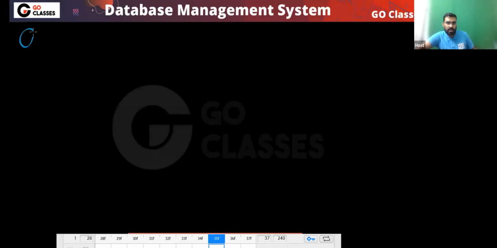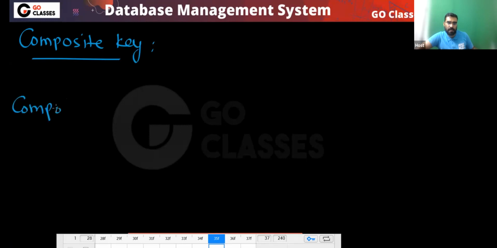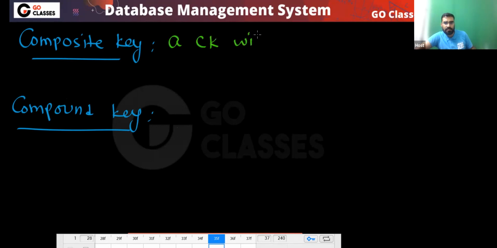This is what some authors do, not all authors. What is a composite key and what is a compound key? This composite key you already know. This is extremely simple: it is a candidate key with greater than or equal to 2 attributes. Composite means it is composite.